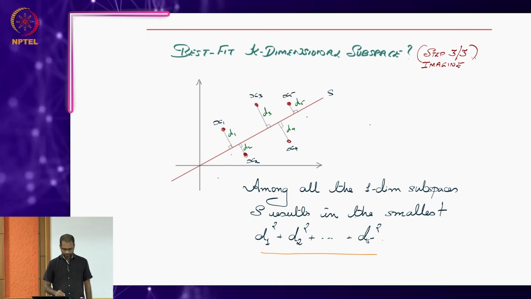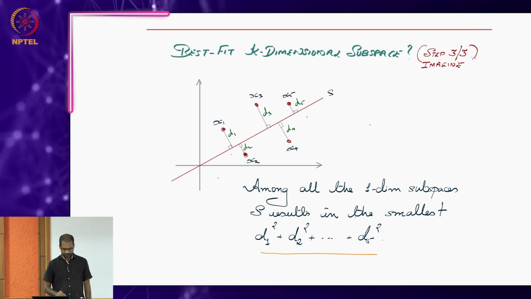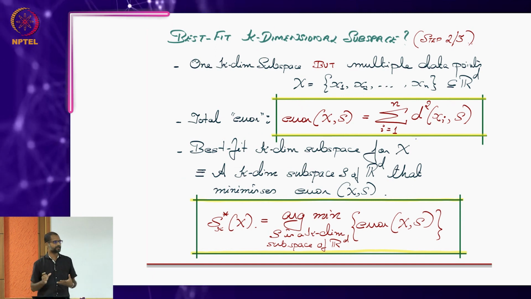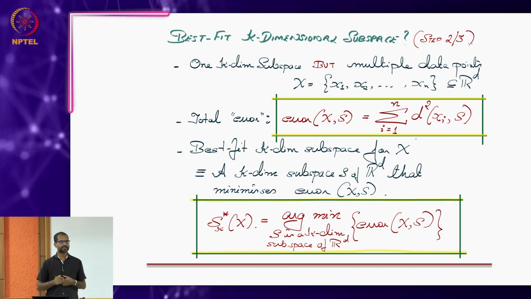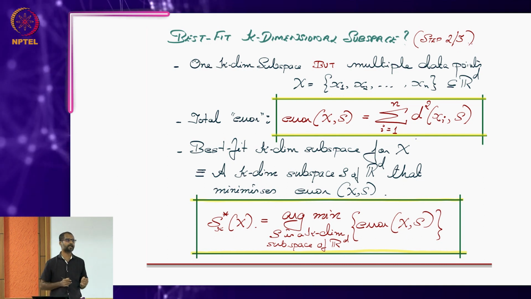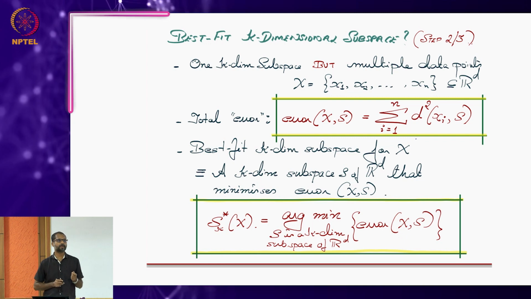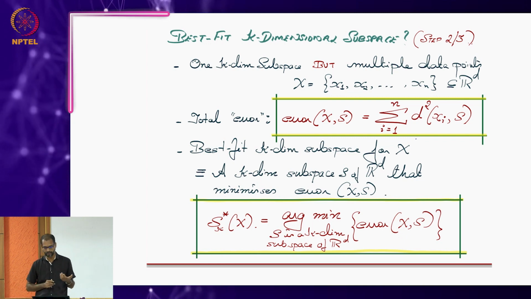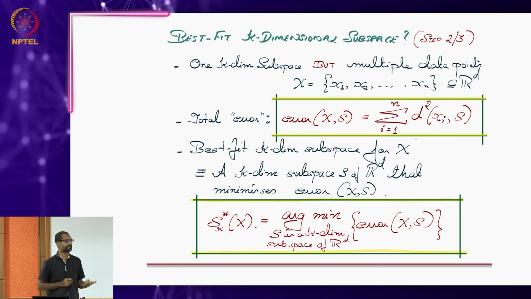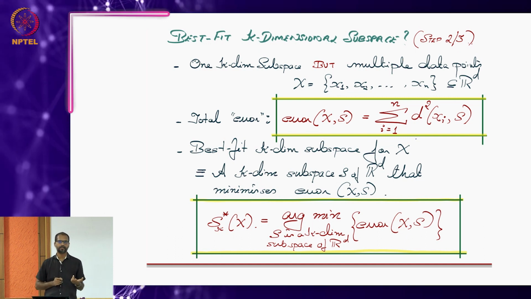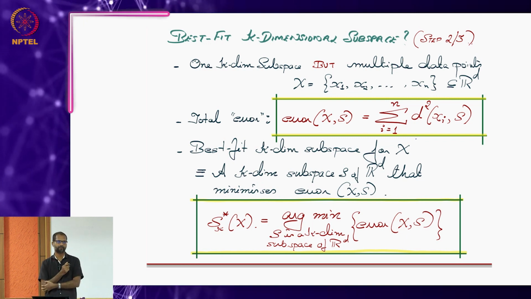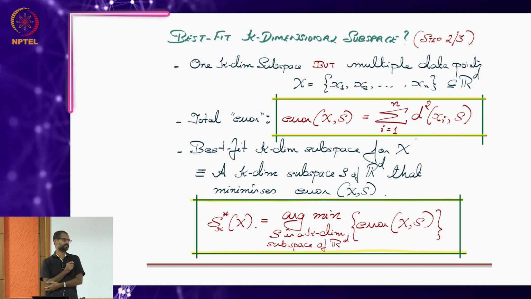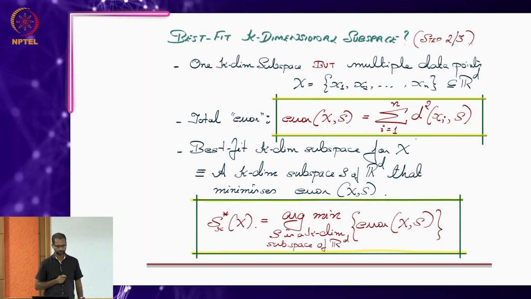This is the idea of error, and when you talk about best fitting, we talk in terms of minimizing this error. This was a definition we had in the first slide. What is a best fit k-dimensional subspace for your data? It is that k-dimensional subspace which minimizes this total error. So it's a least total square error plane. This is the definition of best fit.